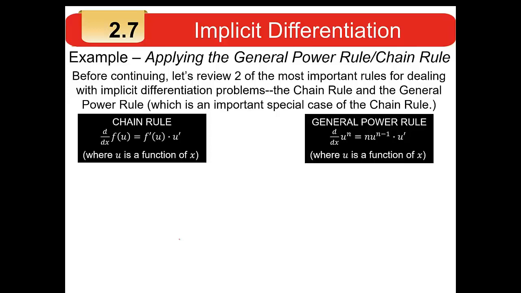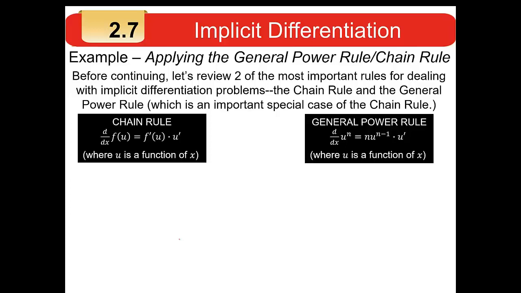The formulation of the chain rule that I want to present here says d over dx of f of u, in other words, the derivative of f of u, is equal to f prime of u times u prime, where u is some function of x. So the derivative of f of u, where u is a function of x, is the derivative of the outer function, f prime, evaluated at the inner function u, multiplied by the derivative of the inner function u. So the derivative of f of u by the chain rule is f prime of u times u prime.